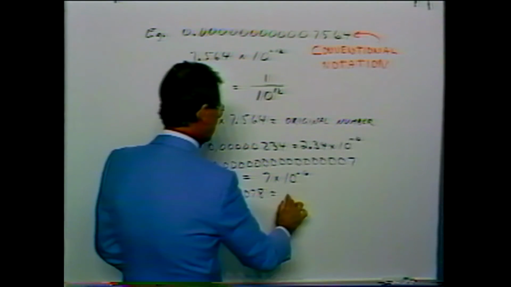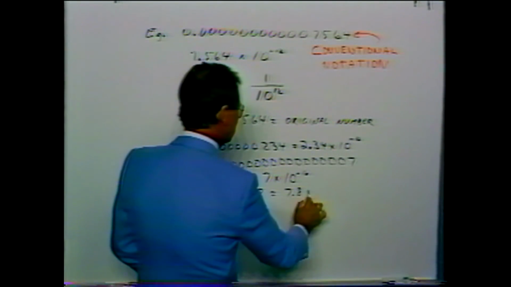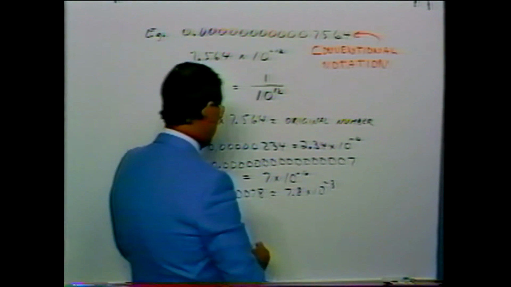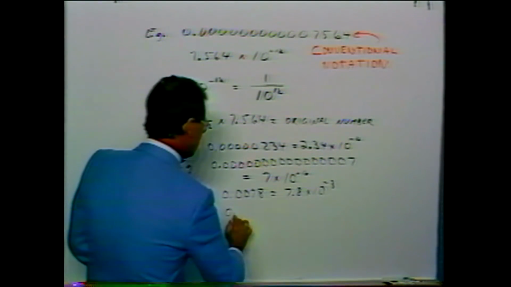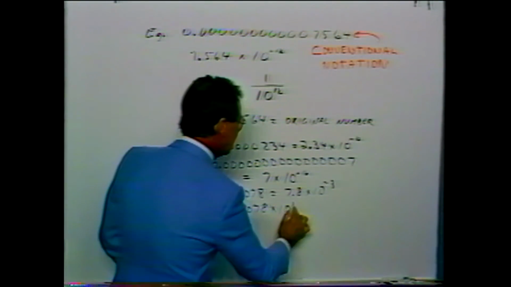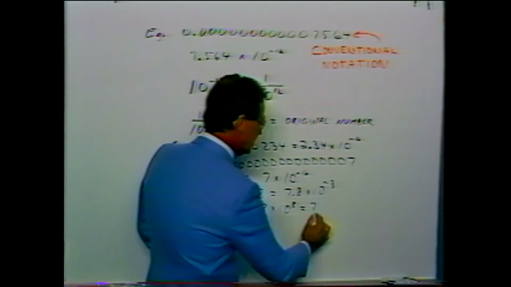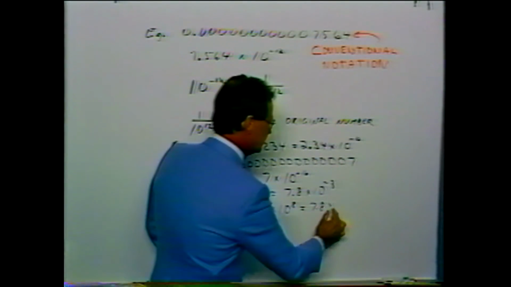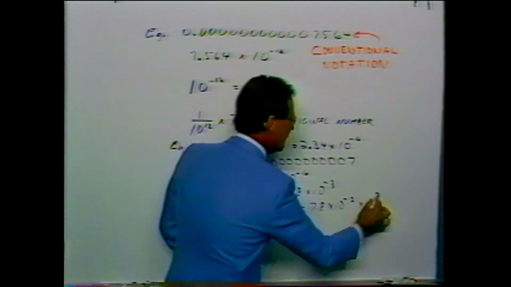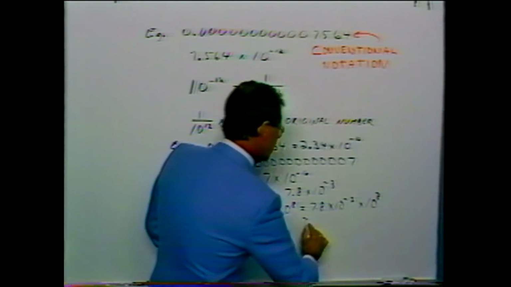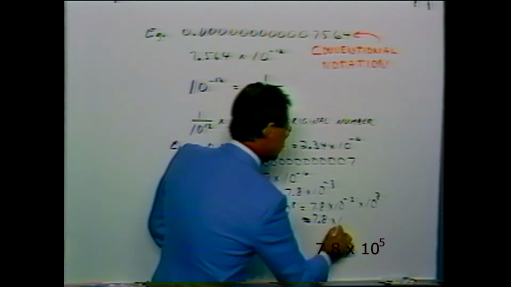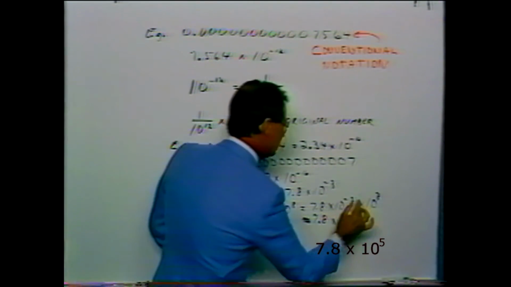Here's another example. 0.0078 is equal to 7.8 times 10 to the minus 3. Try this one again. 0.0078 times 10 to the 8th gets to 7.8 times 10 to the minus 3. But we have 10 to the 8th here as well. This simplifies to 7.8 times 10 to the 5th.